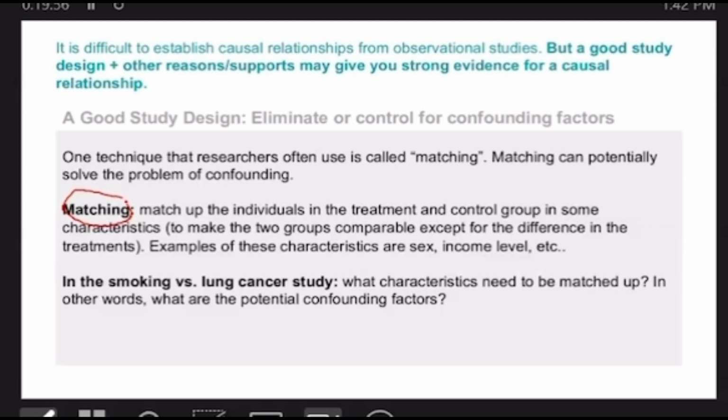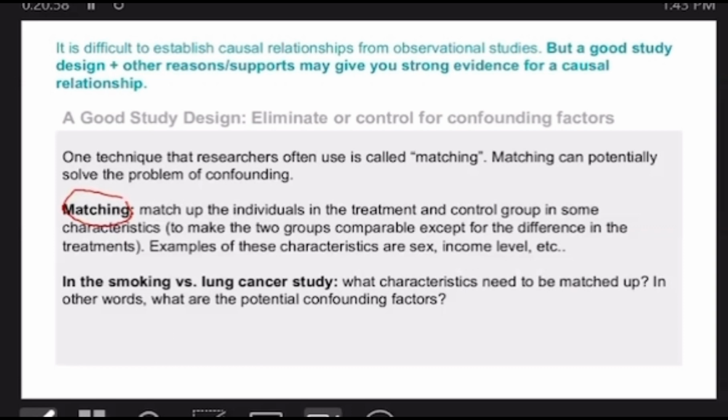Now, if you want to do matching, I'm going to take a female, age 40, and match her with another female, age 40, with similar characteristics. Does that make sense? With that, you've been able to address the problem of confounding. Now, there's another example, smoking versus lung cancer. What characteristics need to be matched up? The characteristics that need to be matched up are the confounding variables. So you need to review the literature to know what the potential confounding variables are when looking at the relationship between 2 sets of variables. Does that make sense?